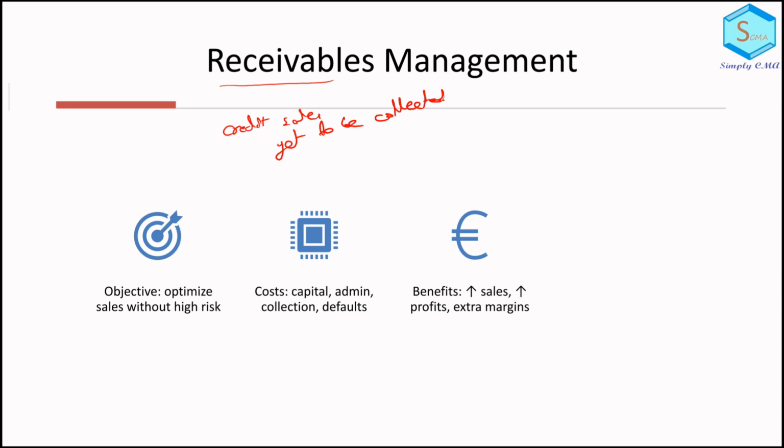Next is benefits. Sales growth. Because of this receivable management, our sales will grow, the company can earn extra profit, and customers can be retained for future sales. Next is factors: sales, sales level, credit policy, trade terms.